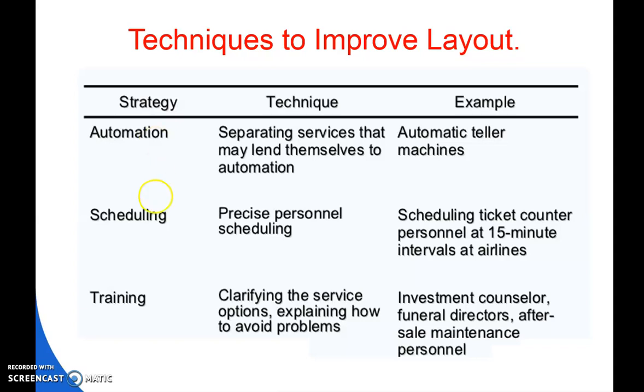This also involves separating services that lend themselves to automation. For example, we are going to use CNC machineries like CNC lathe, CNC drilling machine, CNC shaper section, CNC milling section. So automation uses fewer persons for a production system, needs less time for the movement of raw material, and the accuracy of the product can be easily obtained.